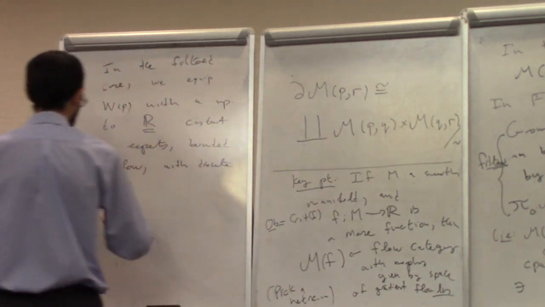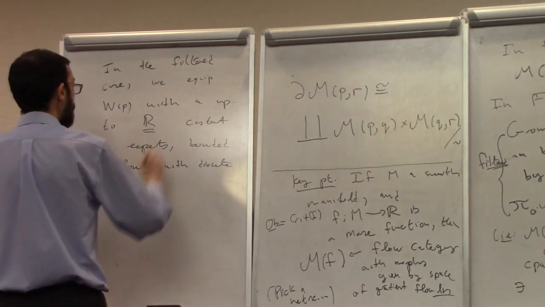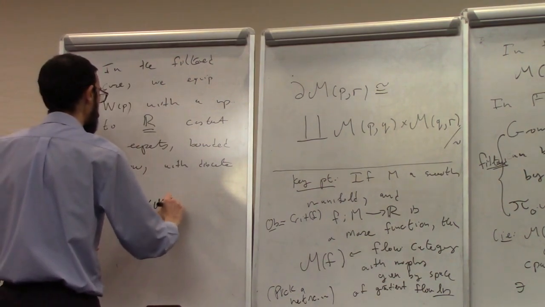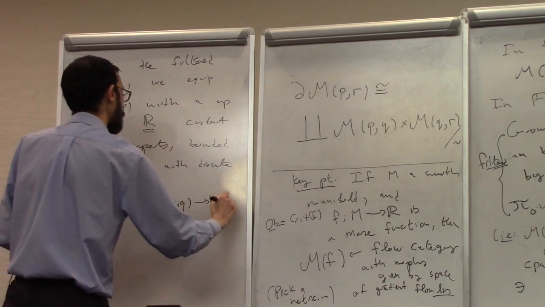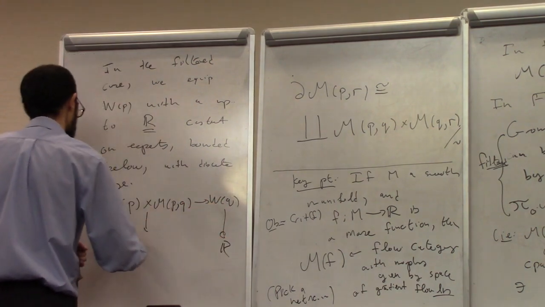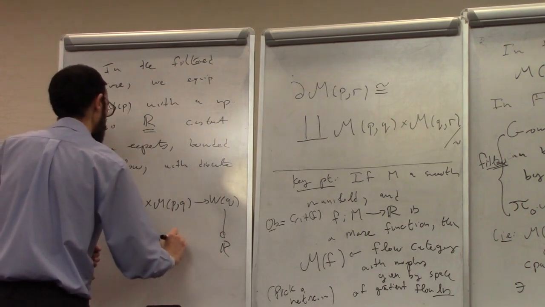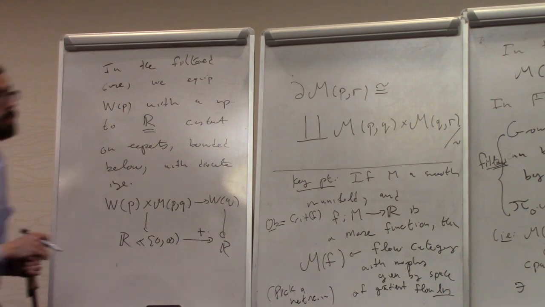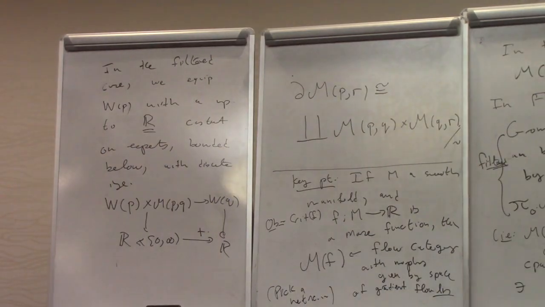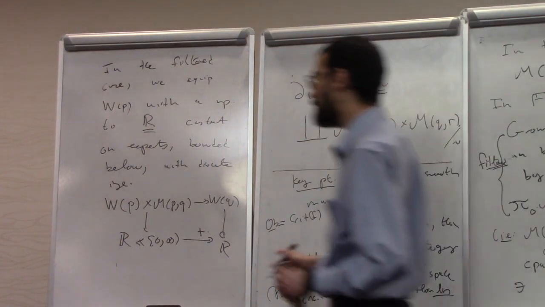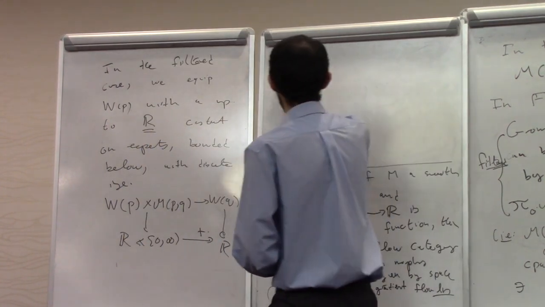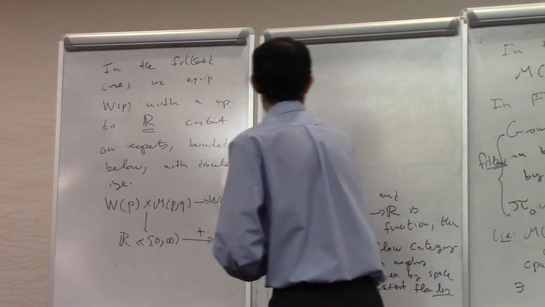And then, of course, you want to assume that the following diagram commutes, which is going to be your notion of energy. So you have this W_P cross M_PQ, it goes to W_Q, this goes to R, this goes to R cross zero infinity. Here you have addition. That's the condition you want to impose. So this is this abelian monoid. And now I can do what I want to do, which is define my unoriented bordism groups as equivalence classes.